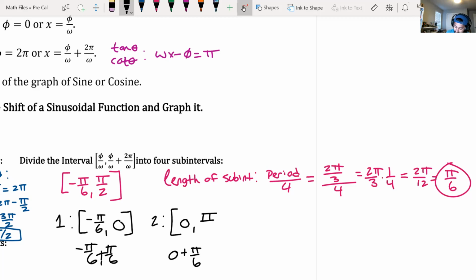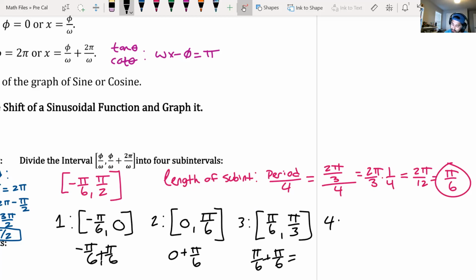Pi over 6. There's the third one. You start at pi over 6, and you add another pi over 6. That gives you 2 pi over 6, or pi over 3. And then our fourth and final subinterval: you start at pi over 3 and cheat code this. You're going to add another pi over 6. So just go back to this and add another pi over 6, which gives you 3 pi over 6, or pi over 2.